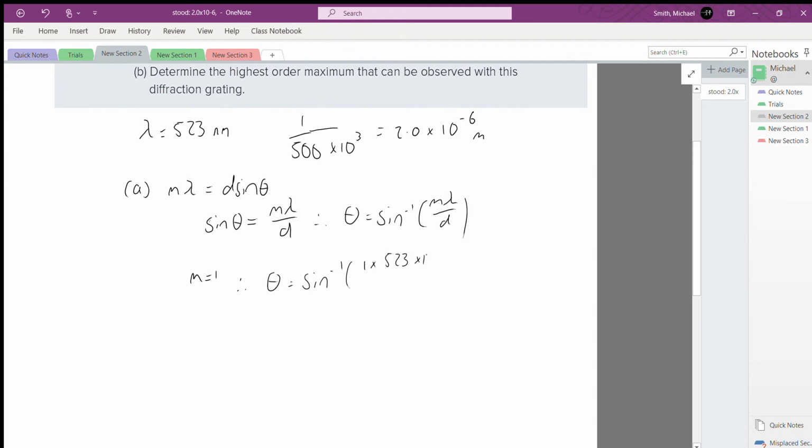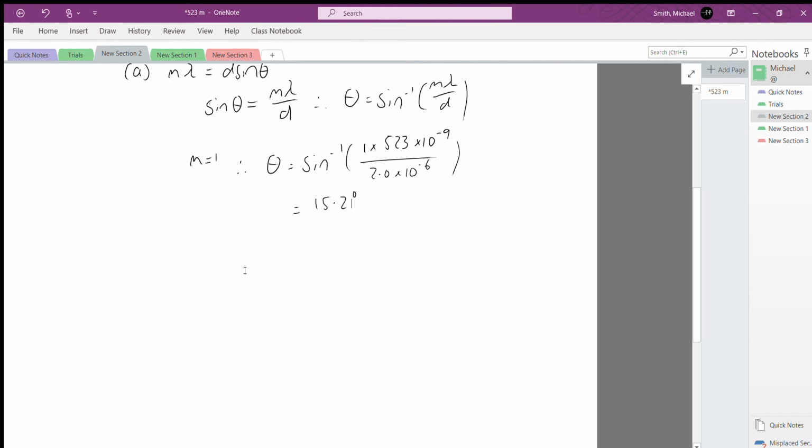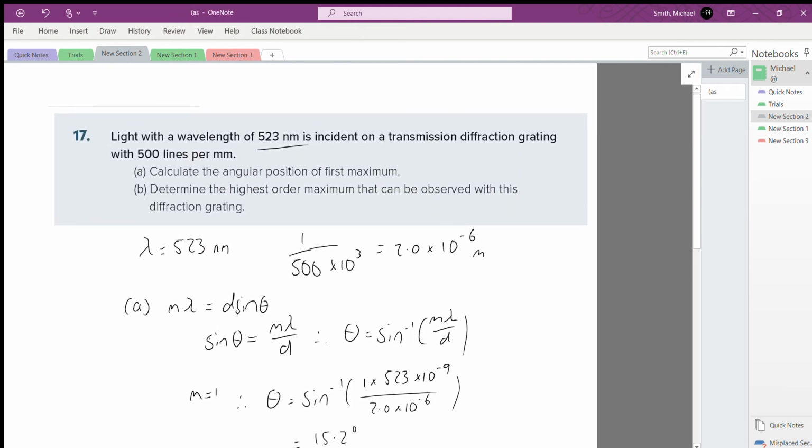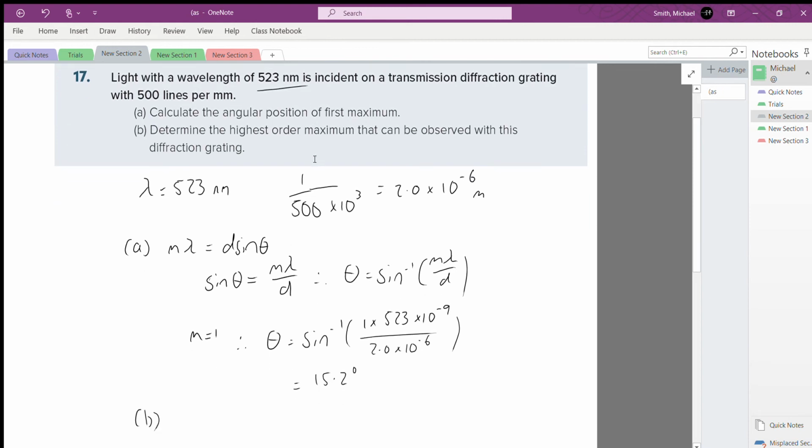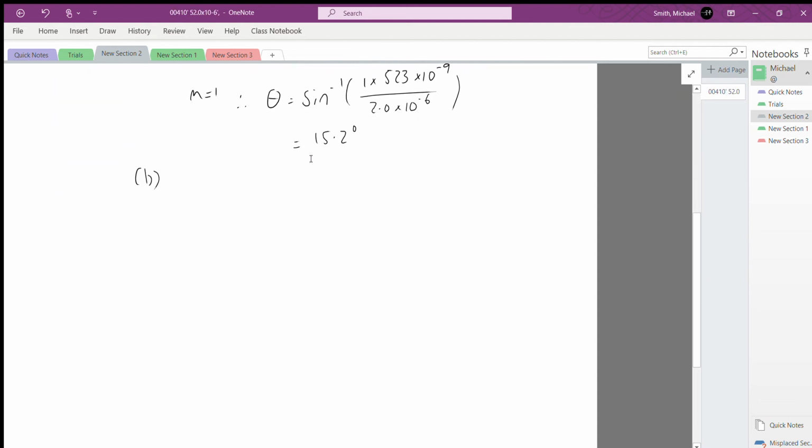523 times 10 to the power of minus 9, because it's nanometers, divided by 2 times 10 to the minus 6. And if we substitute that into our calculator, we should get 15.2 degrees. Part B is a little bit more difficult. We need to find out the highest order maximum that can be observed with this diffraction grating.